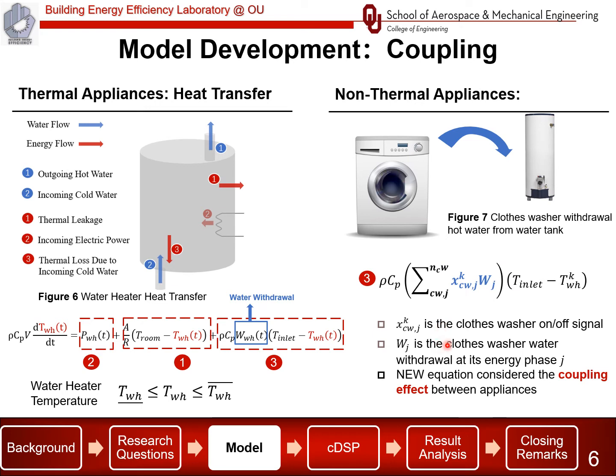The X means the clothes washer on-off signal. WJ is the clothes washer water withdrawal. In this new equation, the clothes washer and water heater are coupled together.